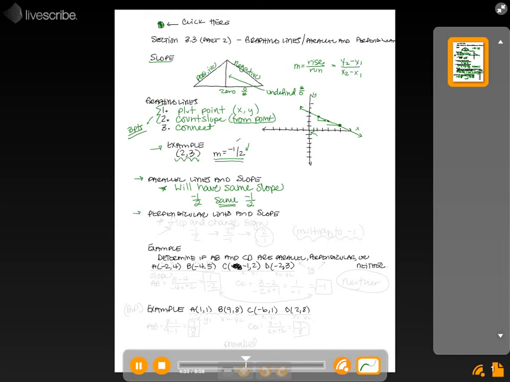The other big idea is for perpendicular, and there's a rule that you need to remember. I'm going to give you 2 different ideas for slope for perpendicular lines. The first one is to flip and change the sign.